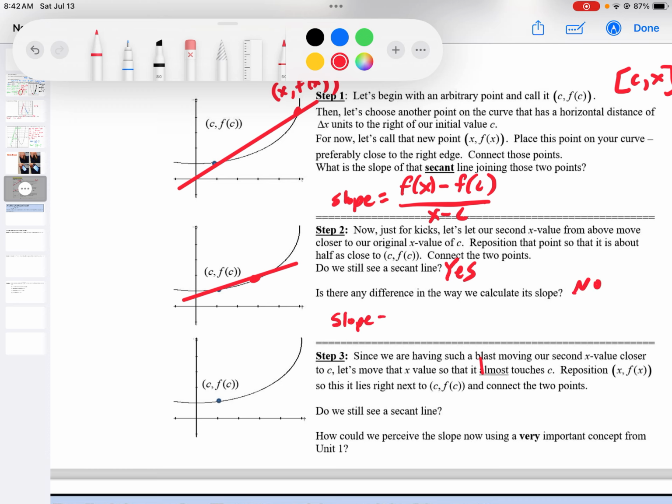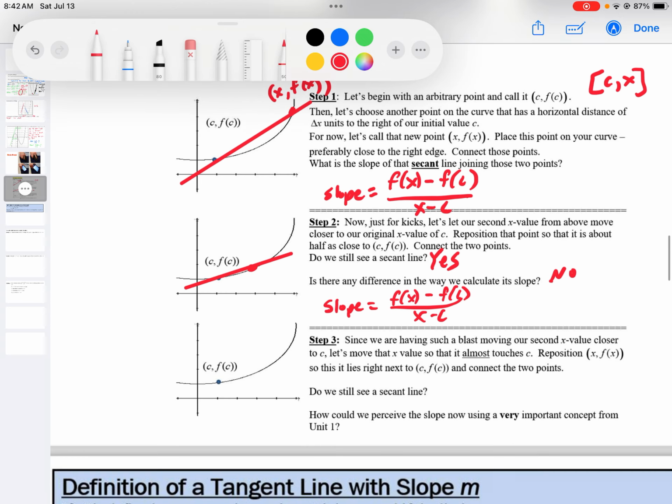Is there any difference in the way we calculate the slope? No. It would still be f of x minus f of c over x minus c, even though the x's are different, right? But notice the x is a little bit closer, so that change in x is a little bit smaller. All right, where did this line come from?